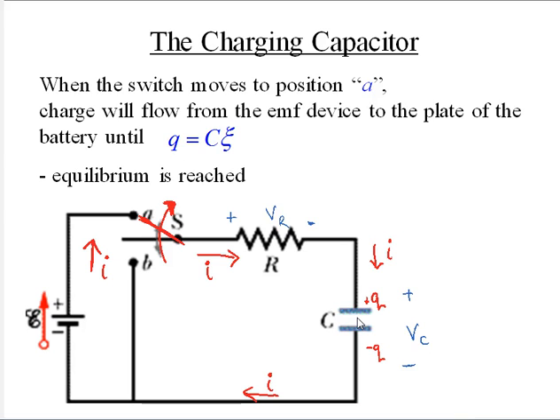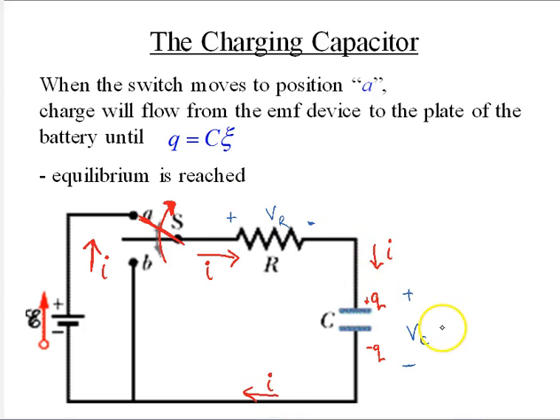So if we start in that state where the capacitor is completely discharged, and then we switch our two-pole switch to position A and allow our RC series combination to be connected to the EMF device, current will flow from the EMF device to the top plate of the capacitor. That charge will accumulate on the top plate of the capacitor. Through the polarization effect, we'll get a negative charge on the bottom plate of the capacitor, and we will get polarization along this conductor as well, and we'll have a current flowing through this circuit until an equilibrium is reached.